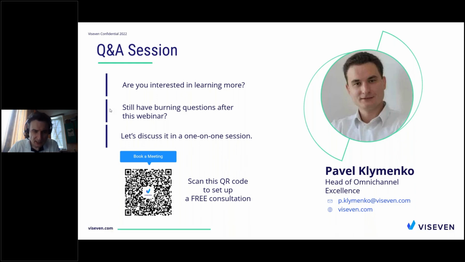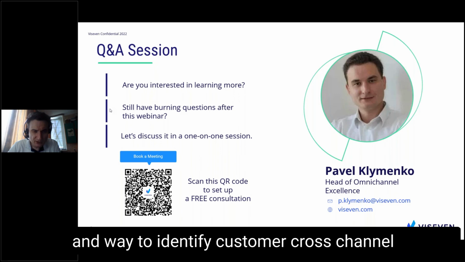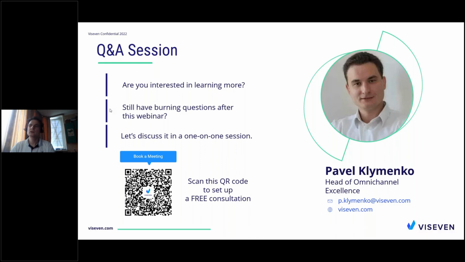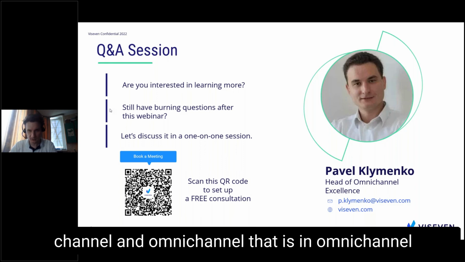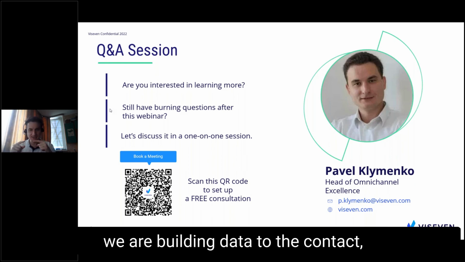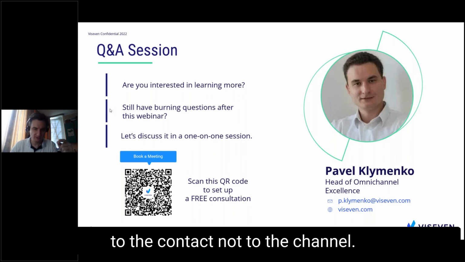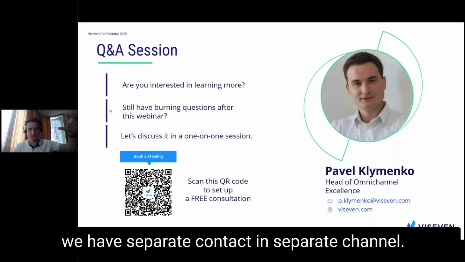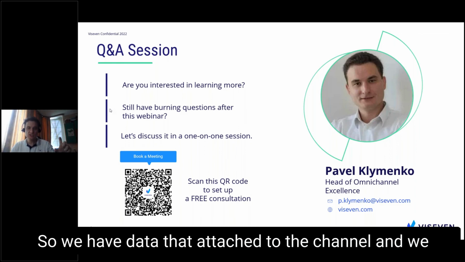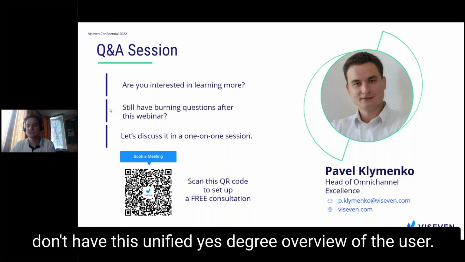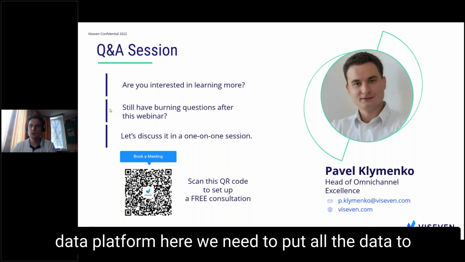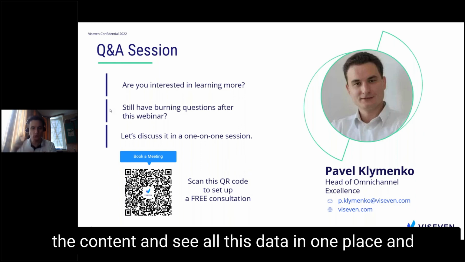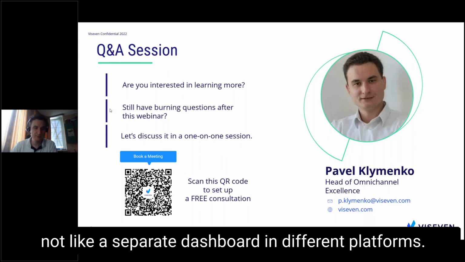Do you need a unified data layer and a way to identify the customer across channels, orchestrate the journey and measure it? Yes, we need it. From a technical standpoint, the difference between multi-channel and omni-channel is that in omni-channel, we are binding data to the contact, not to the channel. When we have multi-channel, we have the contact in separate channels, so we have data attached to the channel, and we don't have this unified, 360-degree overview of the user. So in order to be fully omnichannel, we really need a data platform. We really need to put all the data on the contact and see all this data in one place, and not separately in different dashboards and different platforms.